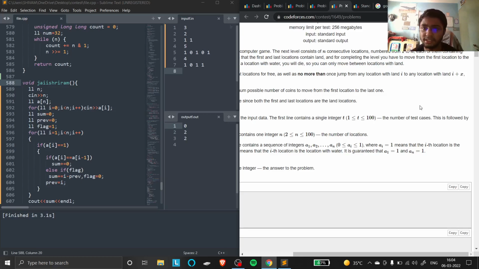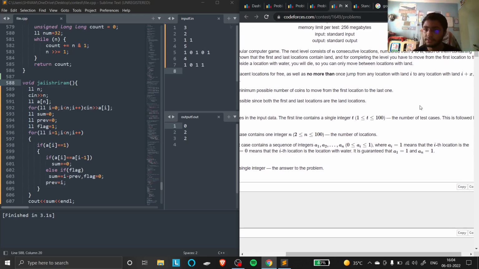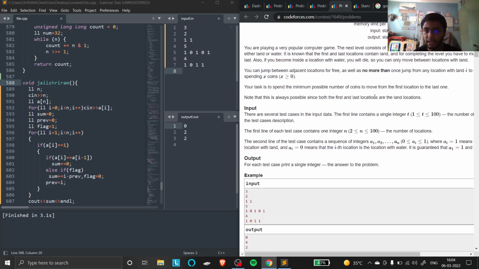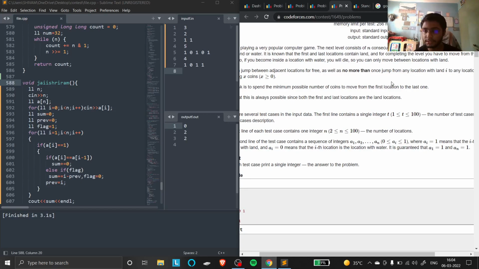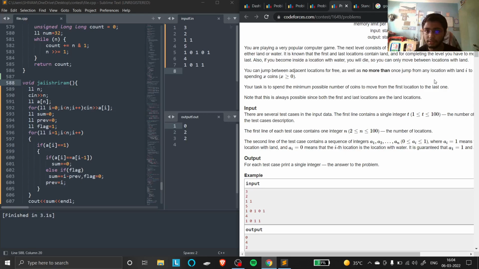What does this mean? Like he could not jump from one location to another more than once. Yeah, it is right now. You can jump between adjacent locations as well as no more than once jump from any location with land i. Yeah, so you can depend on that. Okay.